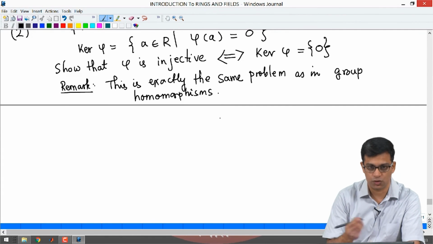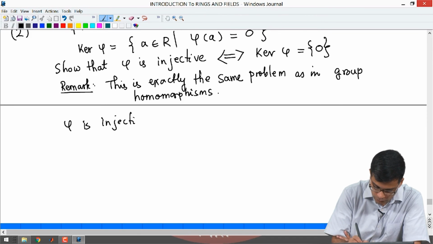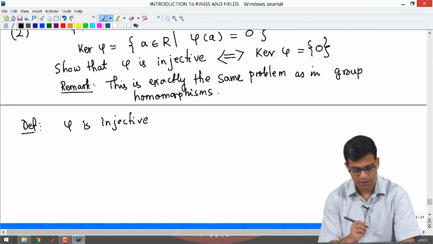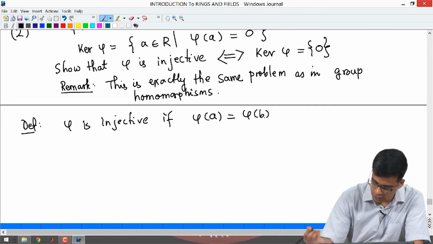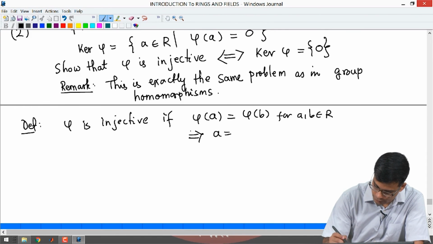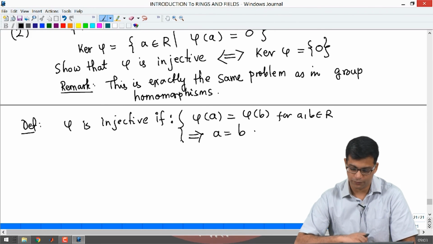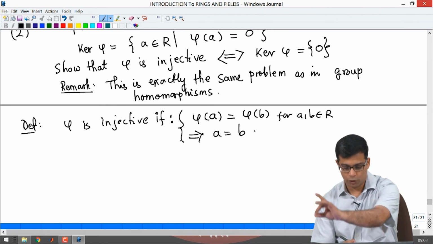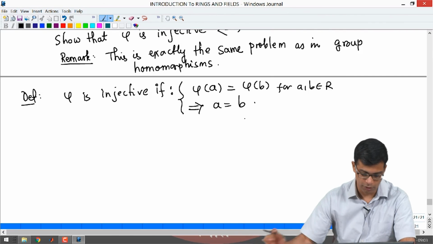What does injective mean? I should probably remind you of the definition, in case you forgot. Phi is injective if two distinct elements go to two distinct elements. So, if phi of A is equal to phi of B for A, B in R implies A equals B. That is, if two elements of R map to the same element, those two elements are equal to begin with. Okay, so let us prove it now.